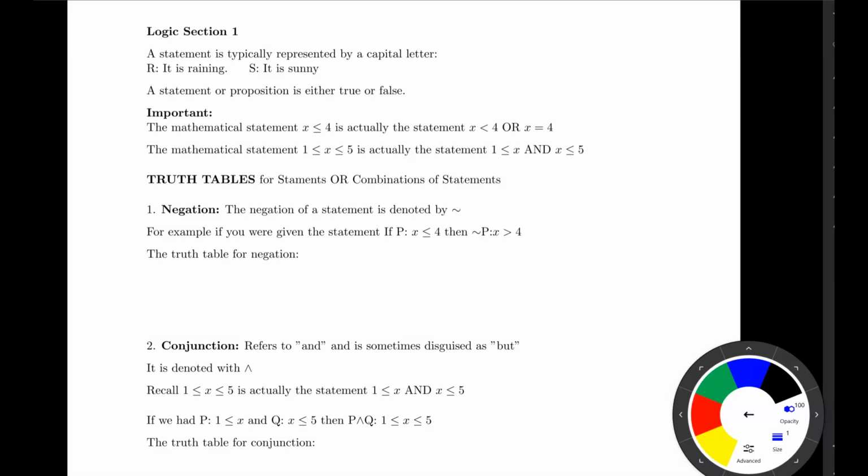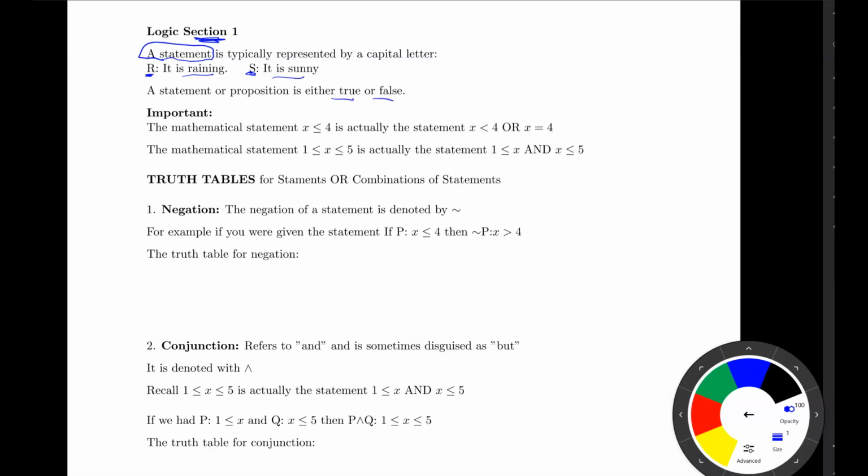And we begin. All right, section 1, and we're talking about logic. So let's start talking about just definitions of things. A statement is represented by a capital letter like R or S, and it represents something like it is raining, it is sunny. So it's either true or it's false.